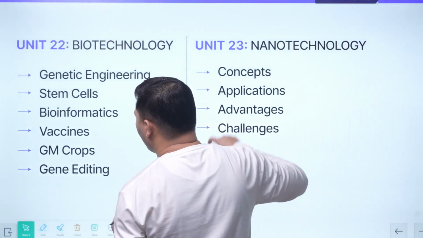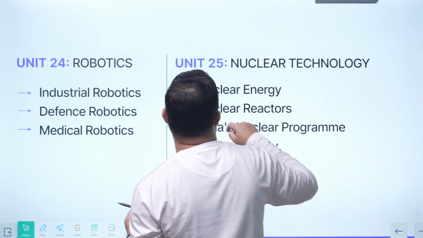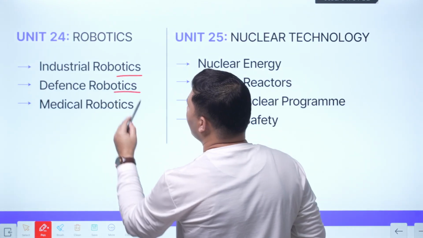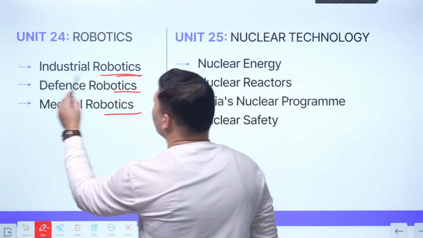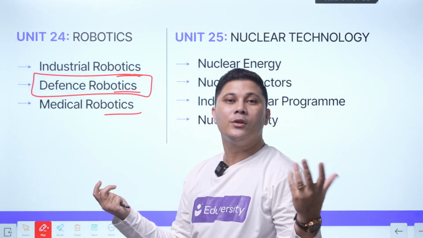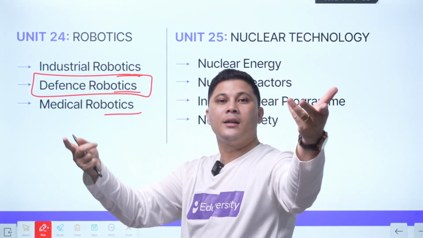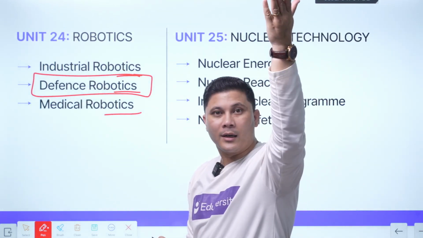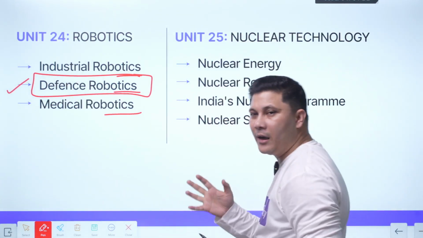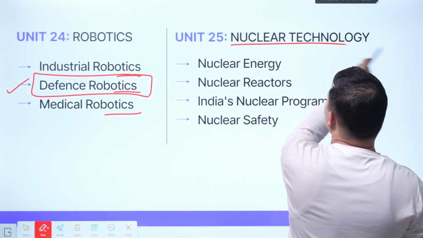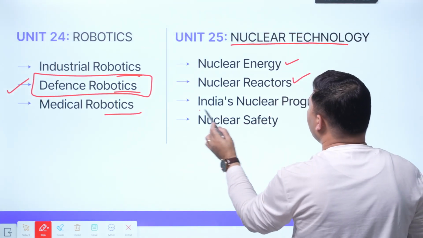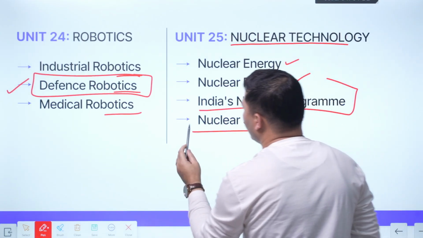Then going forward, you also have to study nuclear technology and robotics. So industrial robotics, defense robotics, medical robotics. Defense robotics is playing a very vital role. You are getting to see technologies where missiles are being intercepted above the clouds only, right? So defense robotics is very important. Apart from this, nuclear technology: nuclear energy, nuclear reactors, India's nuclear program, and then nuclear safety.